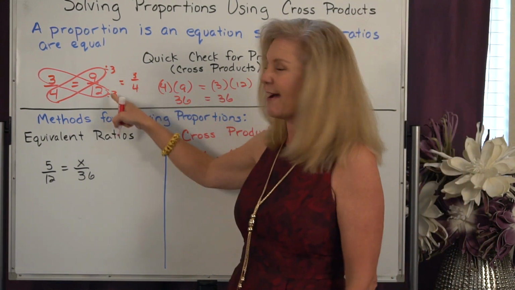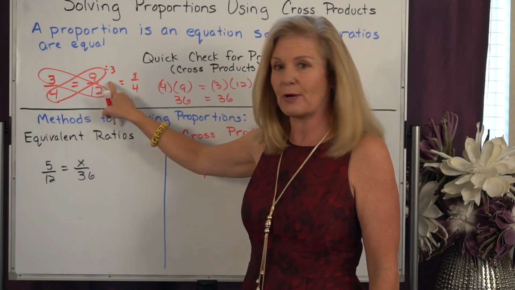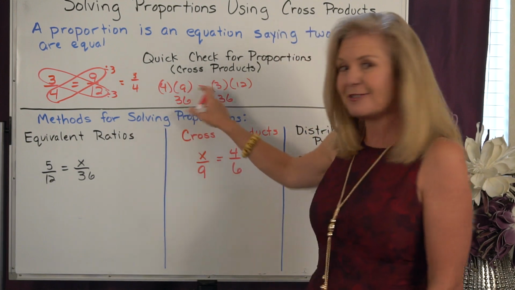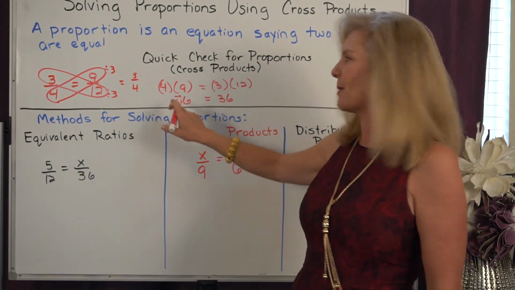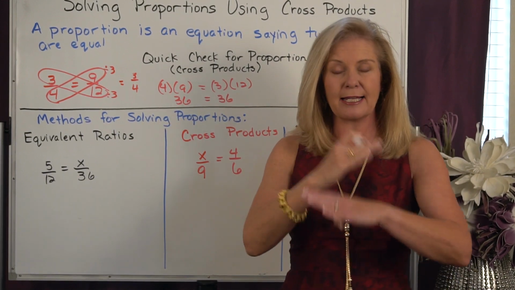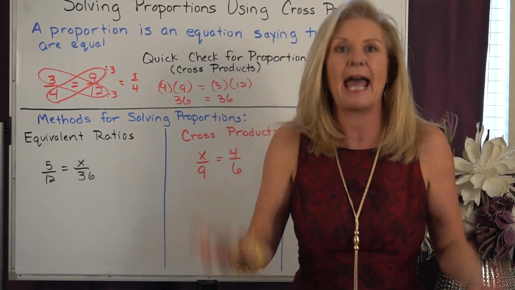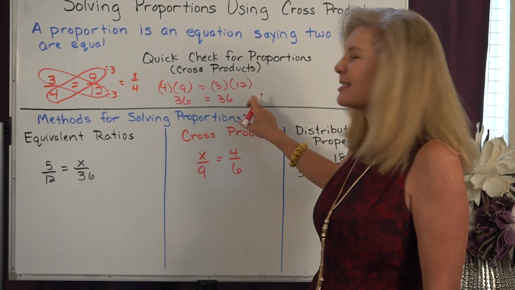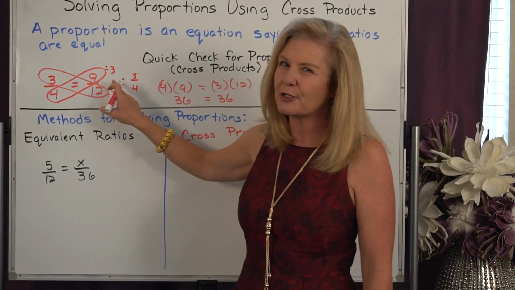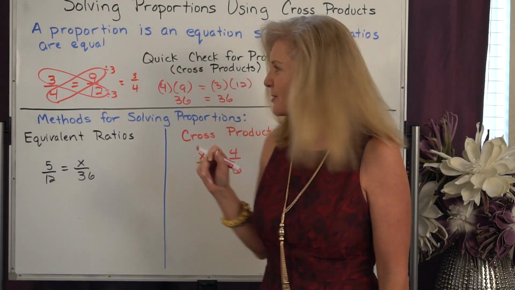I didn't even have to reduce this second ratio in order to see if it was proportional. All I had to do was this quick check by multiplying those diagonals, and because the two answers are the same, they have to be proportional. And this is usually how I go about checking for proportions. Very rarely do I reduce to lowest terms for that.